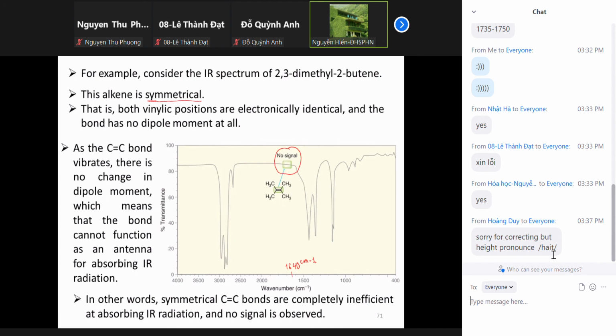Okay, so remember that symmetrical CC double bonds are inefficient in absorbing infrared radiation. And in those cases, you may not see the signal for the CC double bond.